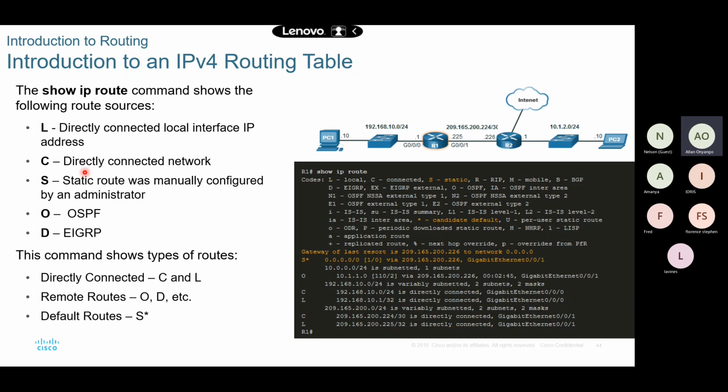The meanings of those letters are actually here. L means directly connected. And by the way, just by assigning an IP address on an interface and activating that interface, C and L will always be recorded, where L will be the local interface, which is the IP address you had configured, but the C will be the network address where that IP belongs. S static, O OSPF, D EIGRP. Leave all this alone; it might not make a lot of sense now. They are just the contents of the routing table. That's what I can say for now.